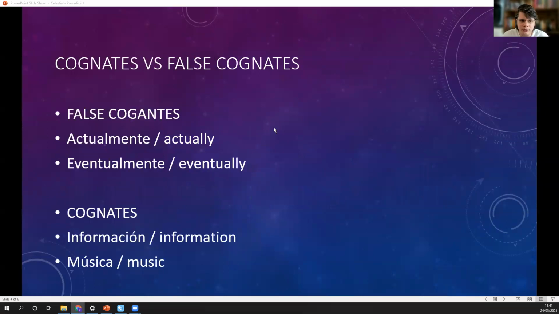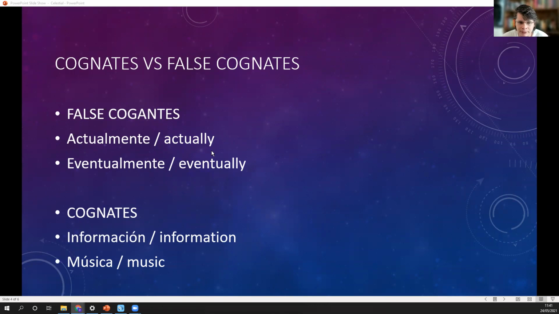Okay, so let's talk about cognates, and more importantly, perhaps, false cognates. When we think about a pair of words like actualmente and actually, that's an example of false cognates because they look similar, but they don't actually have the same meaning. They have the same origin, they come from the same original word, but they mean different things. So actualmente means like right now, currently, nowadays, and actually means de hecho.